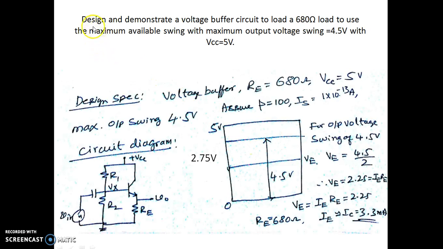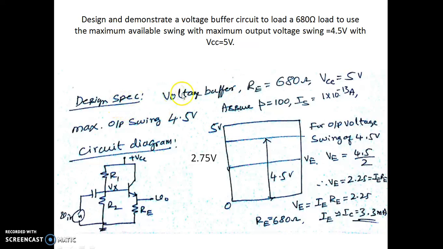In the first experiment of this video, we are asked to design and demonstrate a voltage buffer circuit for a load of 680 ohms, and it has to give maximum swing. So it should utilize the maximum available swing. The maximum available swing here is 4.5 volts that is specified. The VCC given is 5 volts. This is what we are looking at.